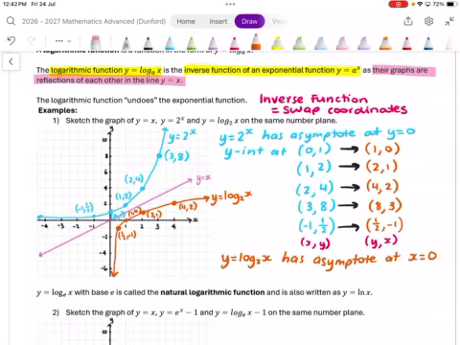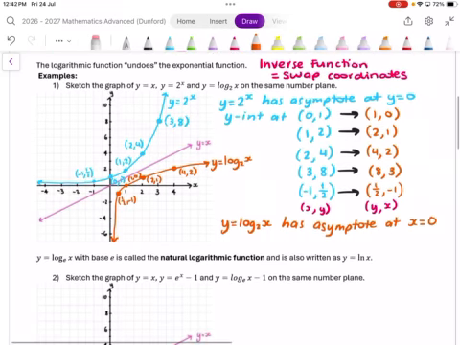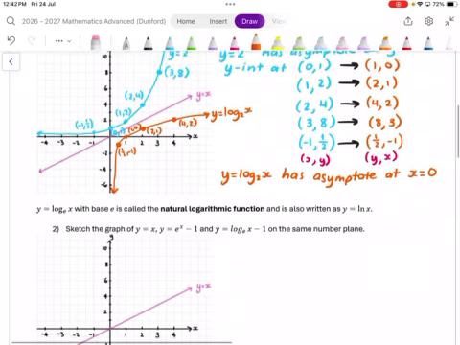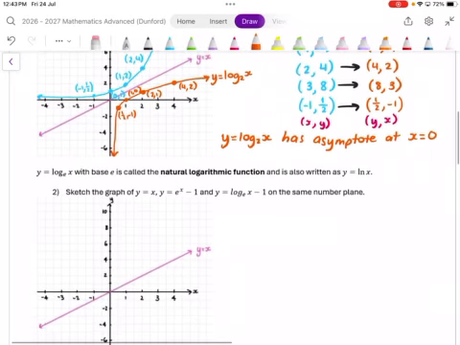What we're going to do in our next example is look at y equals log base e of x, where we have our base e and it's our natural logarithm, and we write that as y equals ln x instead. Okay. What we are going to do is sketch our graph of y equals x, which is already there for us, our y equals e to the power of x minus 1, and our y equals log base e of x minus 1.